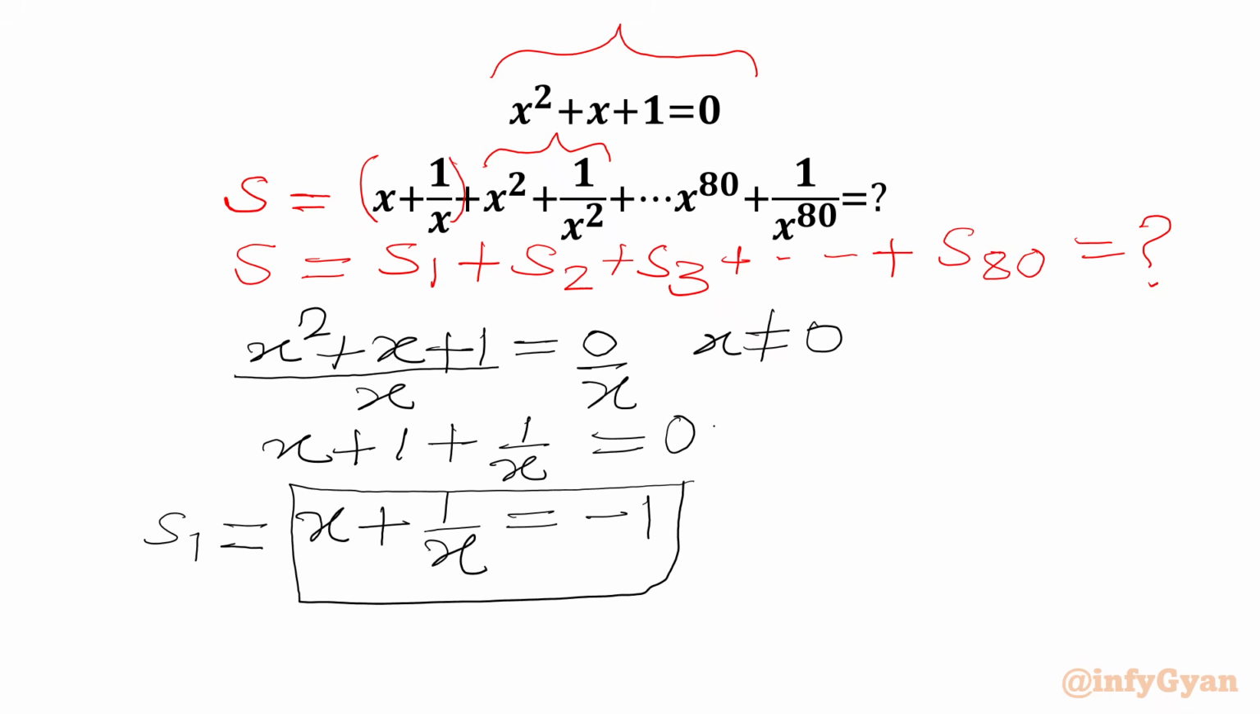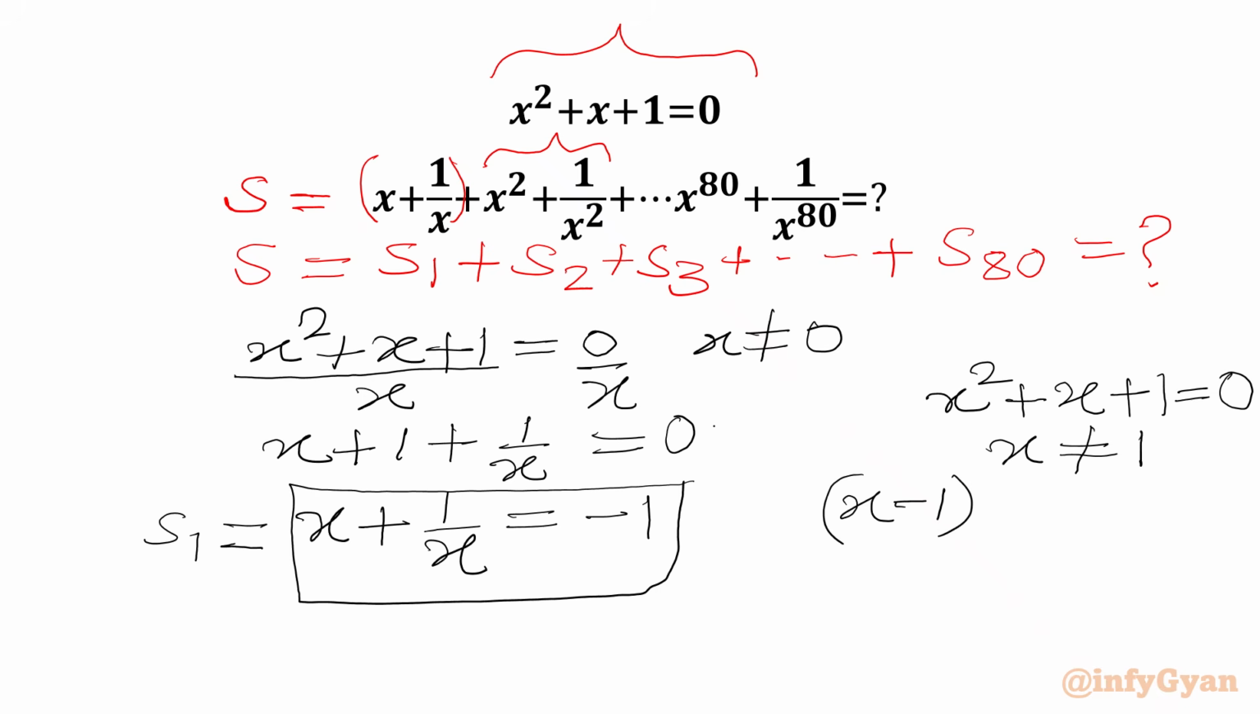Now we will rewrite our equation x square plus x plus 1 equal to 0. If I put x equal to 1 here, then LHS will be 1 plus 1 plus 1, 3. RHS is 0, which is not true. So for our equation, x cannot be 1. So I can multiply both sides by x minus 1. So x minus 1 times x square plus x plus 1 will be equal to 0 times x minus 1, 0.